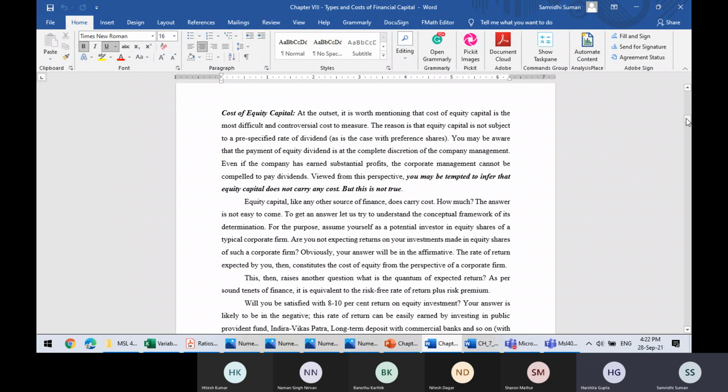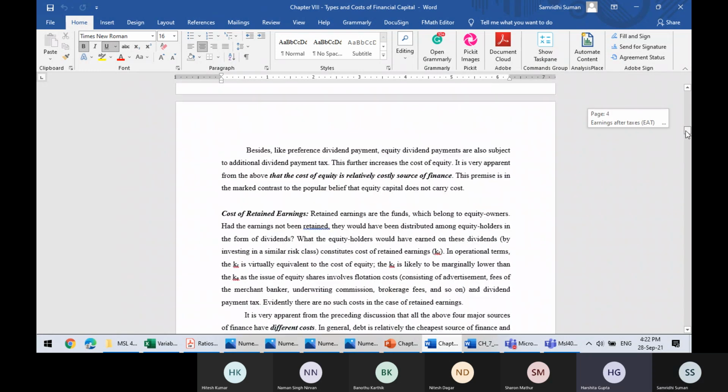Okay, fine. So the cost of equity capital, again, we have discussed there are two types of shares, preference shares and equity shares. So the cost of equity is the cost that is borne by the company for the equity financing. Let's move forward on it.